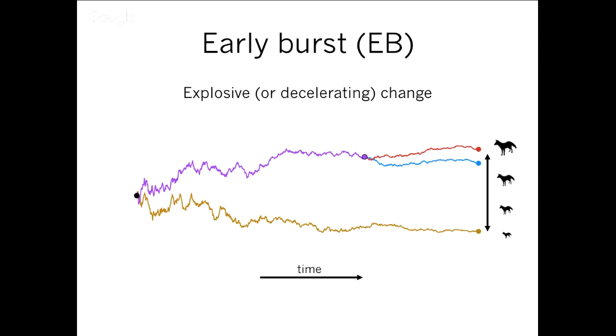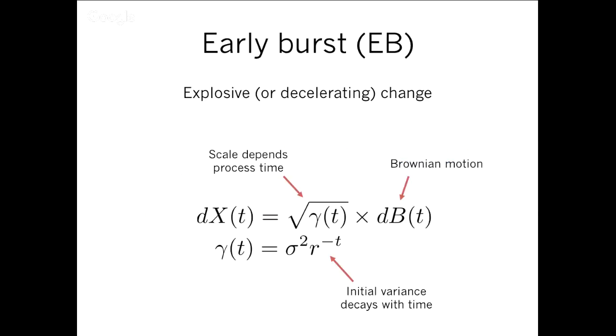The third sort of simple model that I'll be talking about is this early burst model. This is a model that is meant to emulate the behavior of explosive or sometimes decelerating change, where the rate of trait evolution is most rapid near the formation of the clade, near that black dot on the left-hand side. And as we move towards the present, the rate of evolution decays. And the early burst model has a form that looks like this.